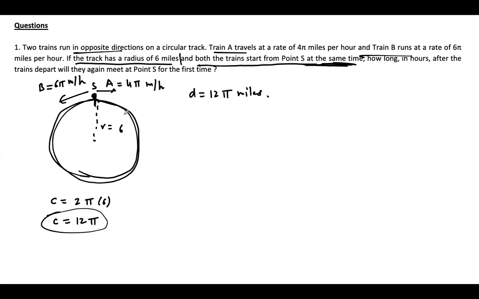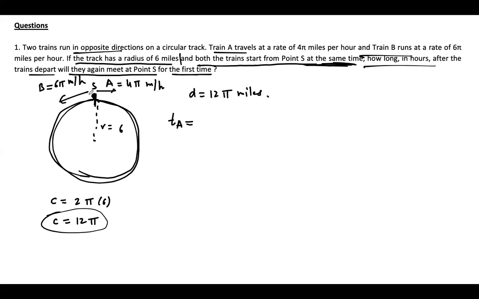How long in hours after the trains depart will they again meet at point S for the first time? So can you please tell me when will train A reach point S again? I'm just talking about train A for the first time.